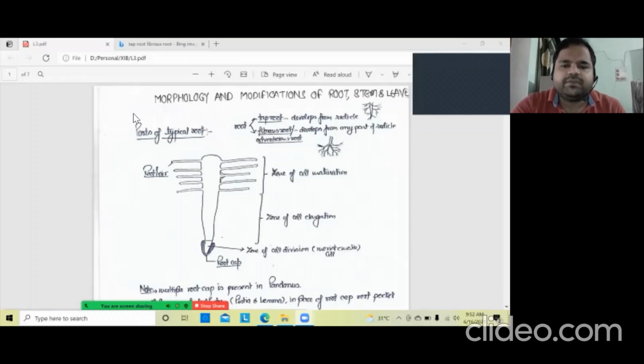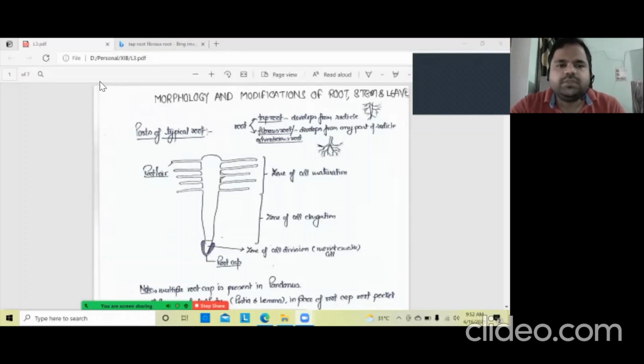And in between the zone of cell maturation and the zone of cell elongation, there is a long structure. This long structure where root hairs are absent is called the zone of cell elongation. So this is the region where the root helps the plant to increase the length of its root.